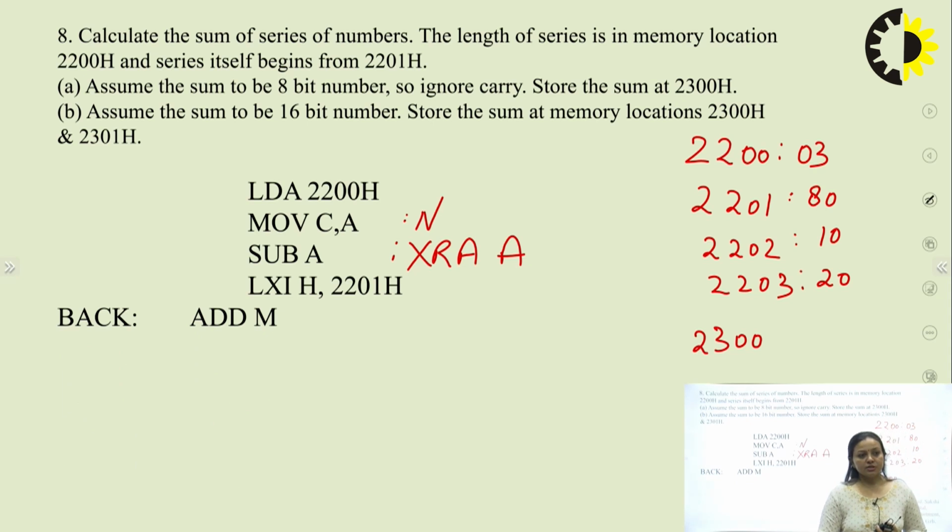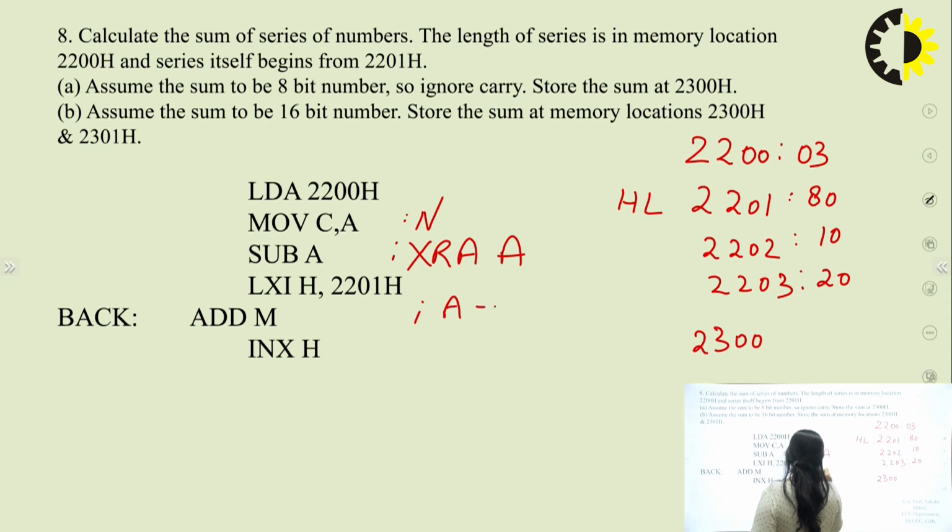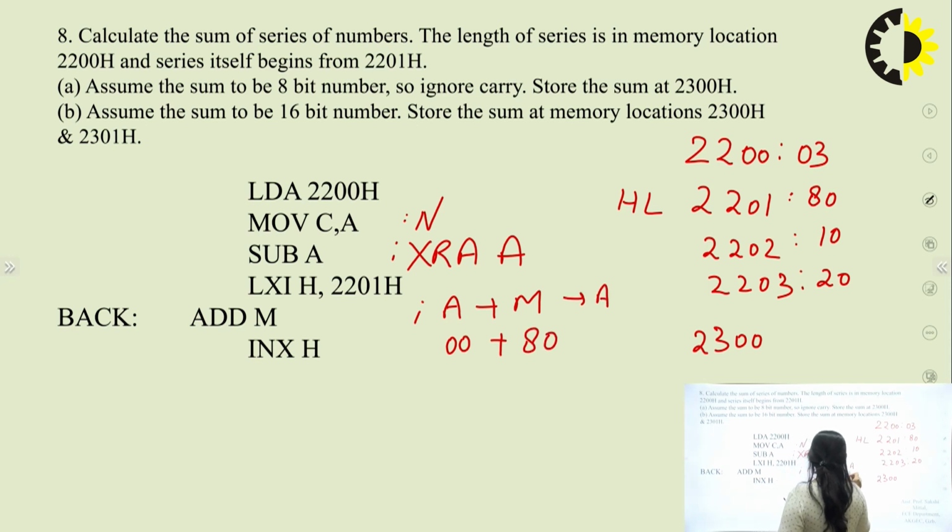Then LXI H: HL is pointed at my first location, 2201. Then ADD M. It will add the contents of the accumulator and memory. The accumulator has 00, memory has your first data. You add the numbers and the result is placed in the accumulator, replacing its contents. After performing the addition, increment the HL pair by 1, so HL reaches 2202.